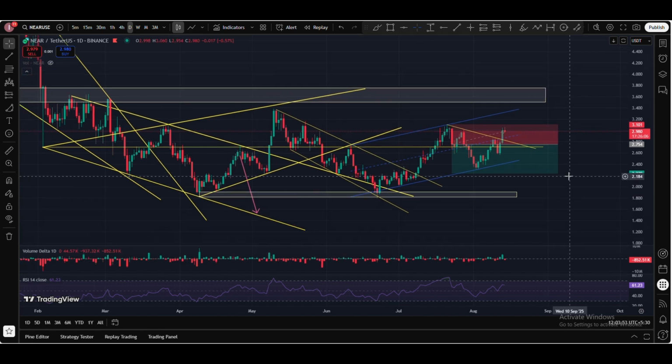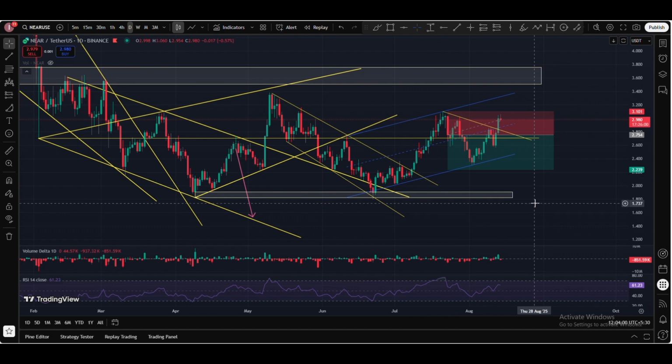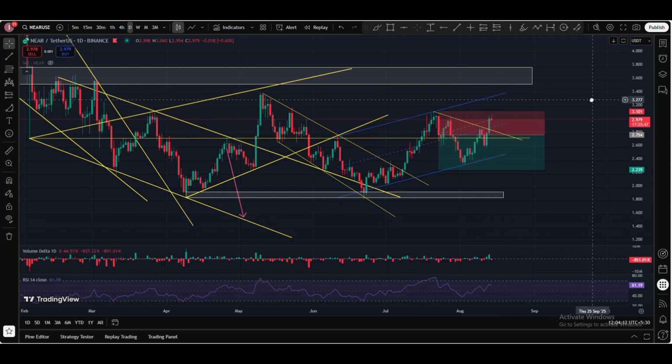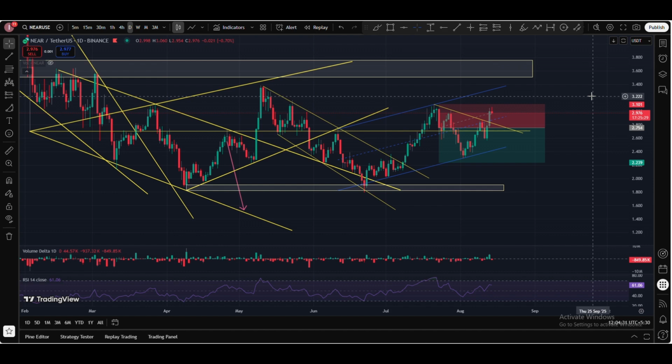So next move to NEAR. You can see NEAR chart break the trend line and that is an inverse head and shoulder pattern. You can see inverse head and shoulder pattern and break the inverse head and shoulder. Now market is going upward move from that level.